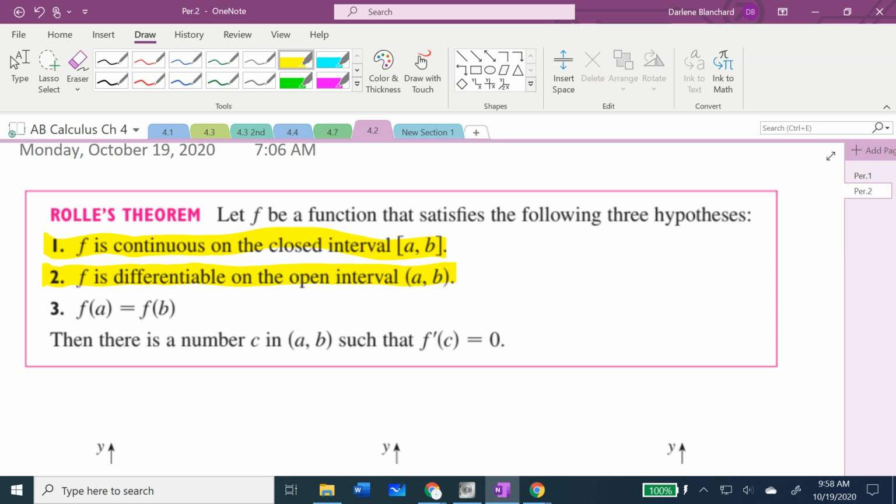Rolle's theorem says if your two y values at your endpoints are equal, what is this? If you drew a line between f of a and f of b on the graph itself, do you see that you would have a horizontal line? Well, you're guaranteed that you're going to have a horizontal slope somewhere between a and b, at least once.